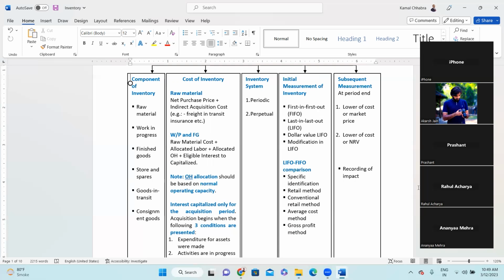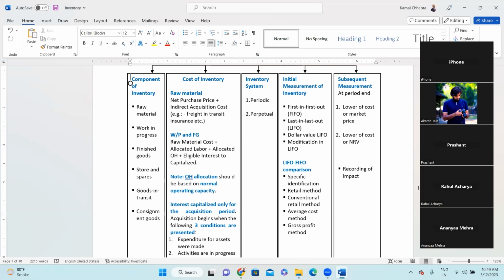Both are wrong attempts. Could be wrong, let me try saying it once. Sir, in periodic, they will count the inventory periodically, then accordingly they will adjust their books, maybe monthly, quarterly, or on a yearly basis. Or perpetual, it is like a continuous updation. Yes, yes.